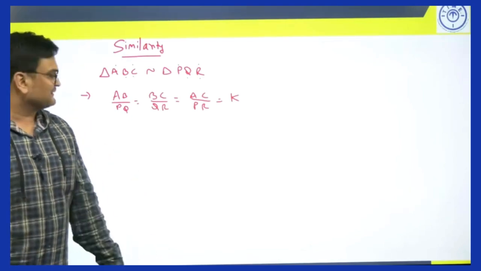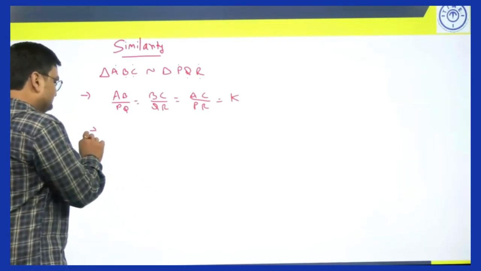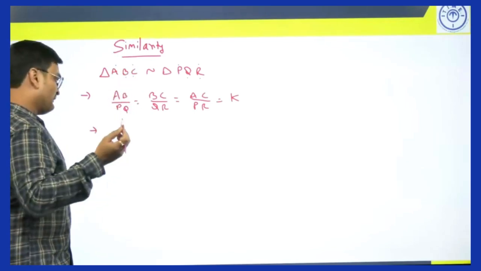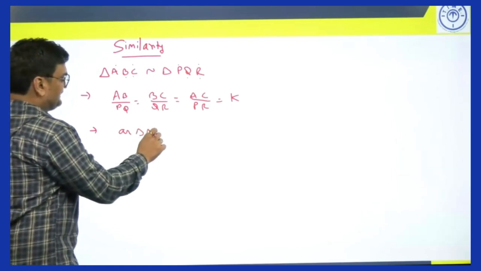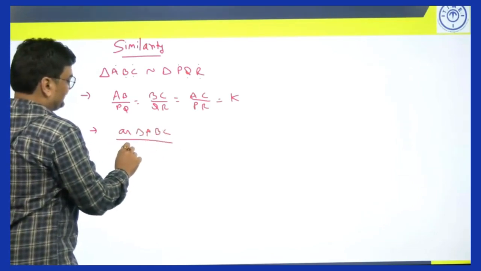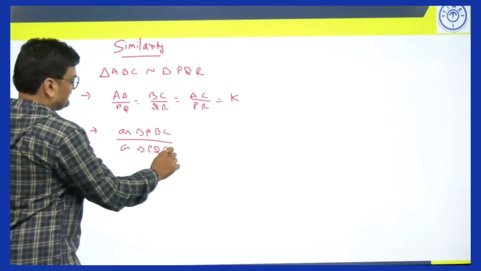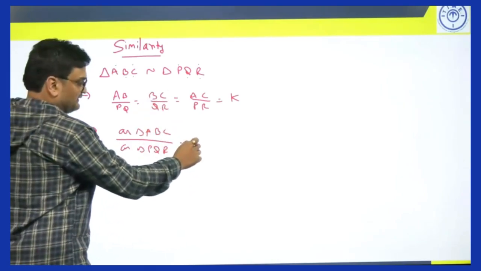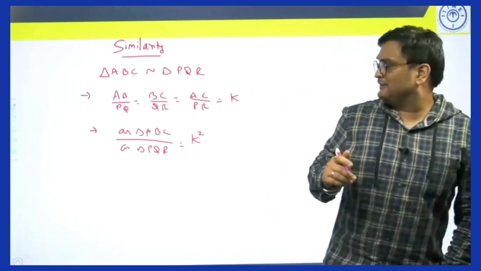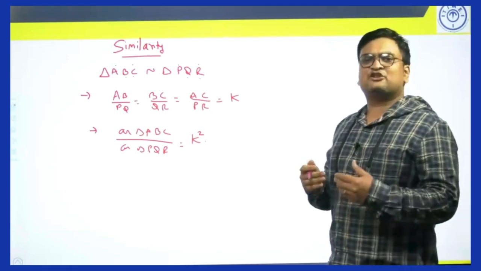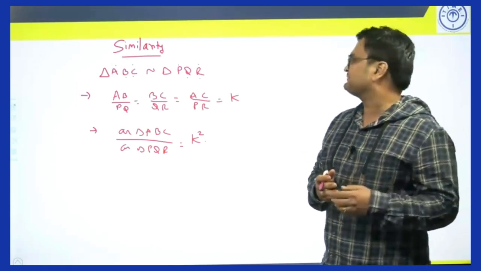Now one more thing, if the ratio of sides is K, we can say the ratio of areas, area of triangle ABC by area of triangle PQR, will be K square. So for two similar triangles, if the ratio of sides is K, the ratio of areas will be K square.